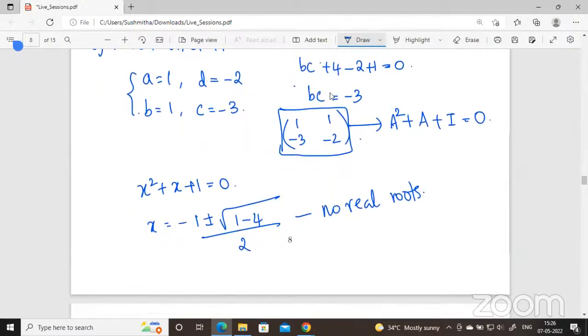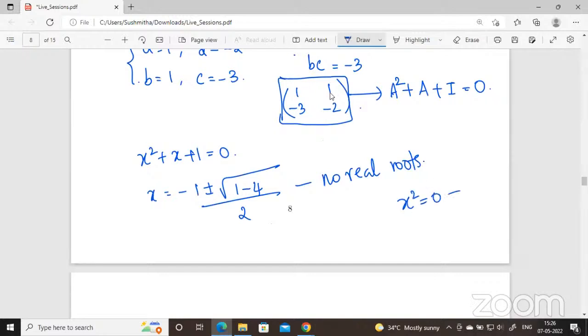It's similar to this. x squared is equal to 0 implies x is equal to 0. But the matrix doesn't satisfy this.